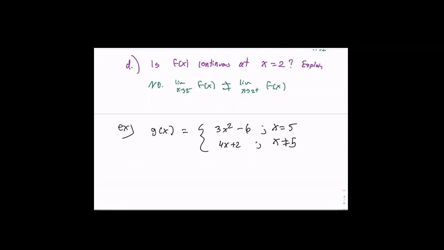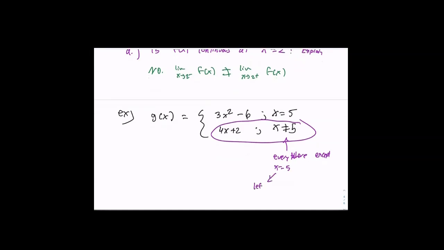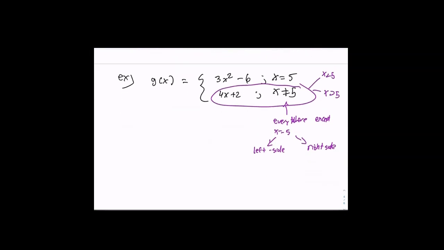Now, this piecewise function notation is a little bit different than the less than or greater than symbols. You have to understand that this right here, especially this part, says everywhere except x equals 5, which means left side and right side. So you can think of this as saying x less than 5 and x greater than 5. It's both. So when you see the not equal to, it's actually referring to the left and the right.